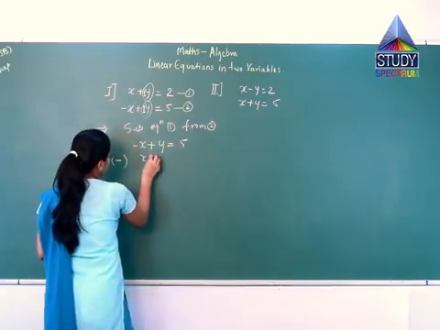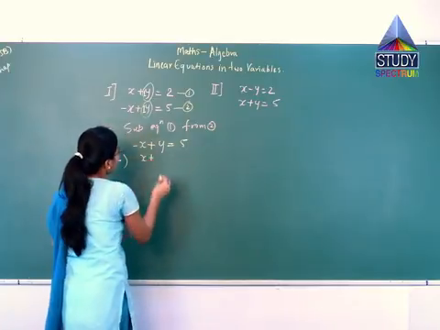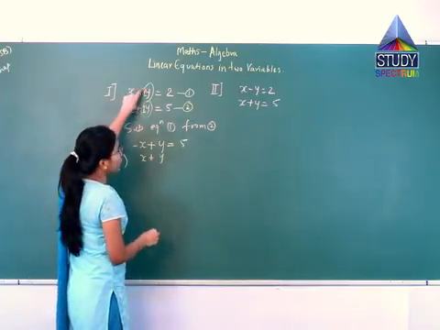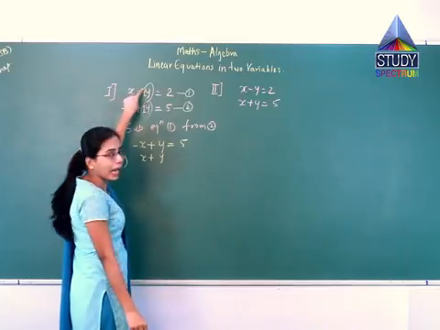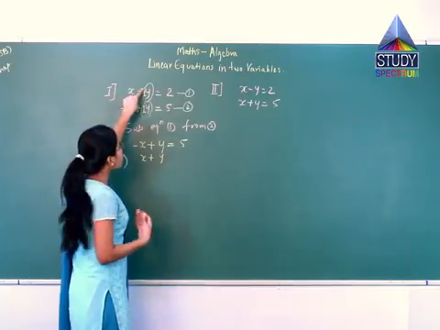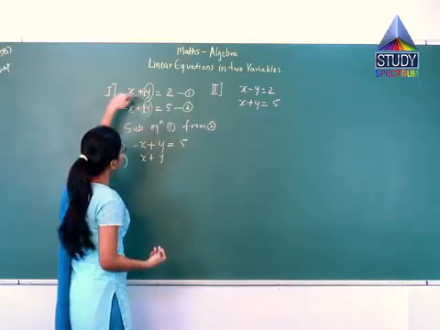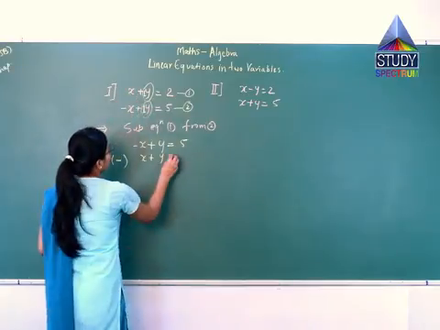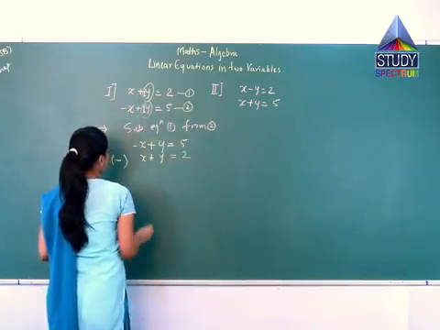Why are we doing subtraction? Because we want to cancel y. If we add these two equations, y will get added, so we will get 2y, and y will not get cancelled. If we subtract, y will get cancelled. So that's why we are doing subtraction here.